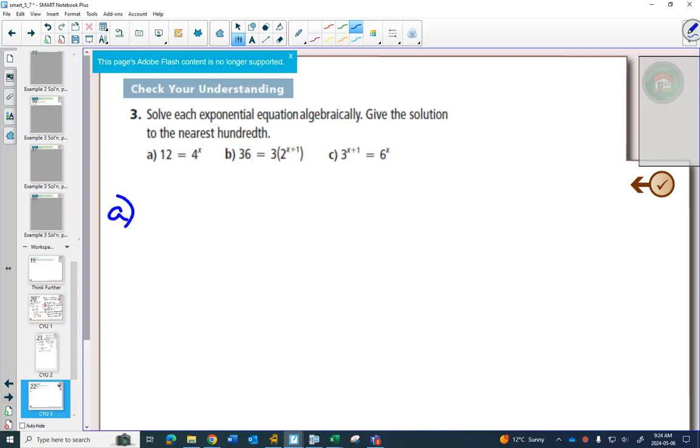On part A, can we get the bases the same? Should this be non-calculator? Is 12 in your column of your powers chart with 4? No. So since it's not, we're going to have to use logarithms, and we take the log of both sides. That'll allow us to bring that x out in front.